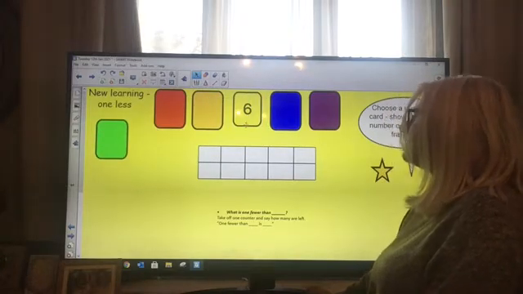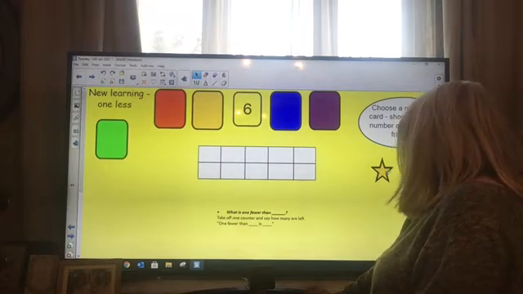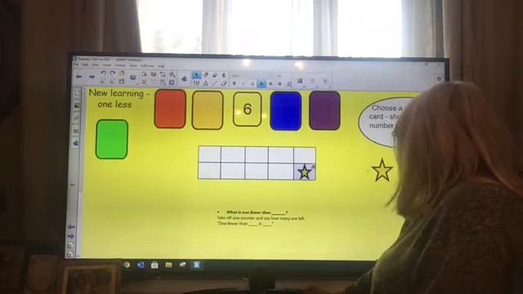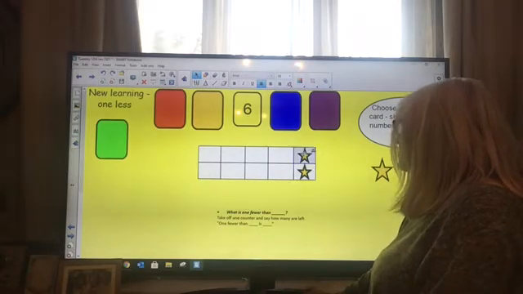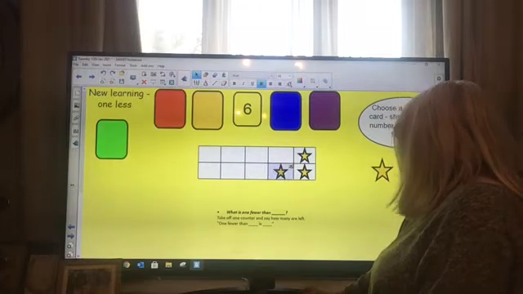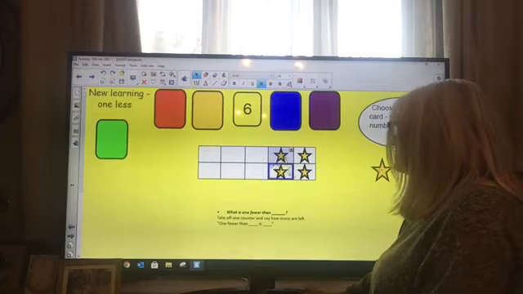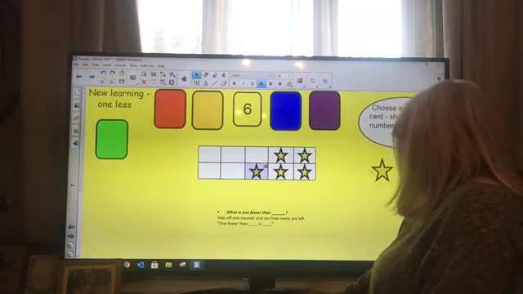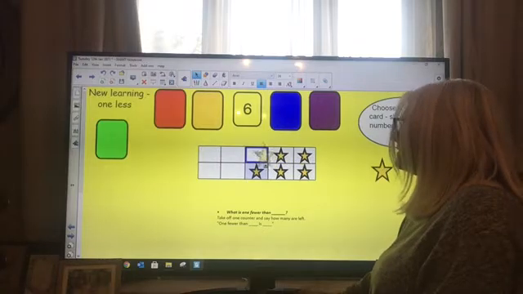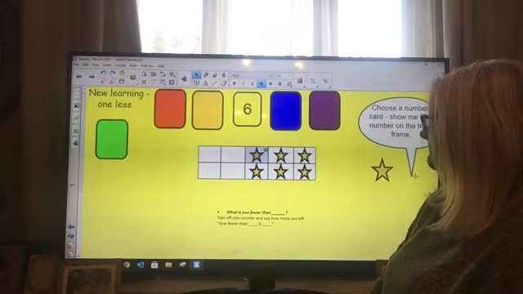Oh, what number is this one? 6. You're right, it's 6. So I'm going to show a number 6 on here. So I've got 1, 2, 3, 4, 5. What number was it? 6. There we go. 6. So there's 6 stars on my number frame.